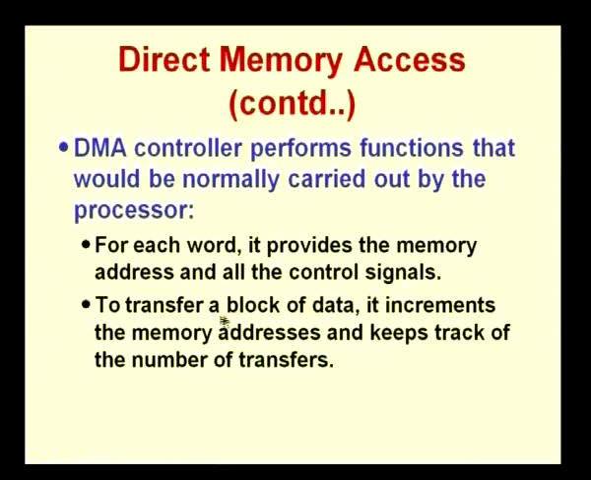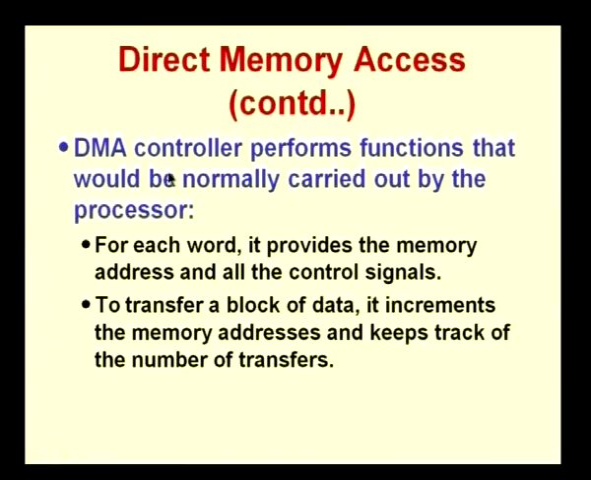And to transfer a block of data, the entire block of data, it will have to increment the memory addresses and keep track of the number of transfers. That is, if you are, let us say, transferring 100 bytes at a time, the number 100, which indicates the number of bytes that need to be transferred, has to be kept track of by the DMA controller, and also it has to make sure that it goes into the correct addresses. So, incrementing of the addresses will also have to be done by the DMA controller. That is, put out the right memory addresses and the right control signals in order for this data transfer to be completed correctly. That has to be handled by this DMA controller.